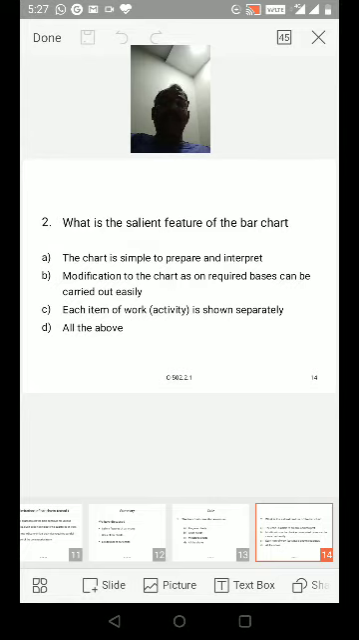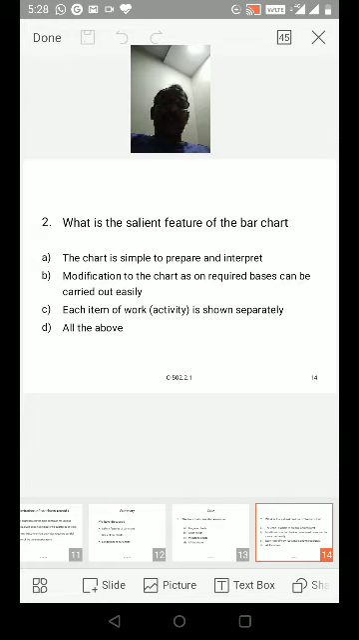Second one, what is the salient feature of the bar chart among all this A, B, C, D? What is the salient feature of the bar chart? A. The chart is simple to prepare and interpret. B.